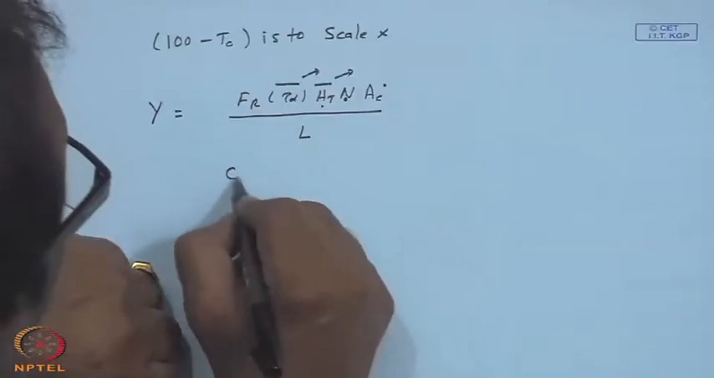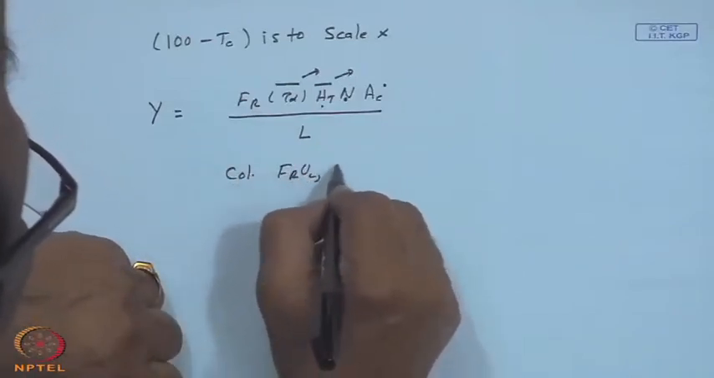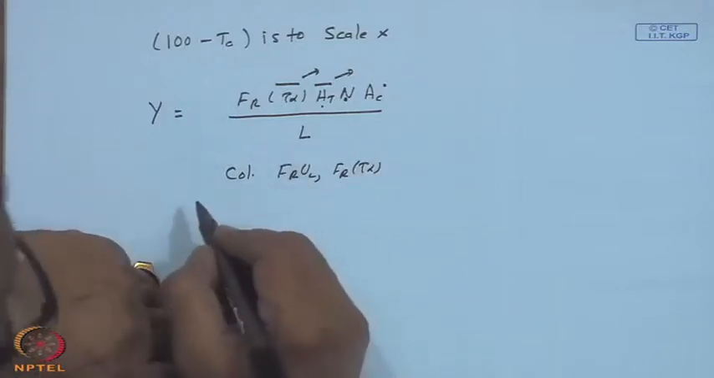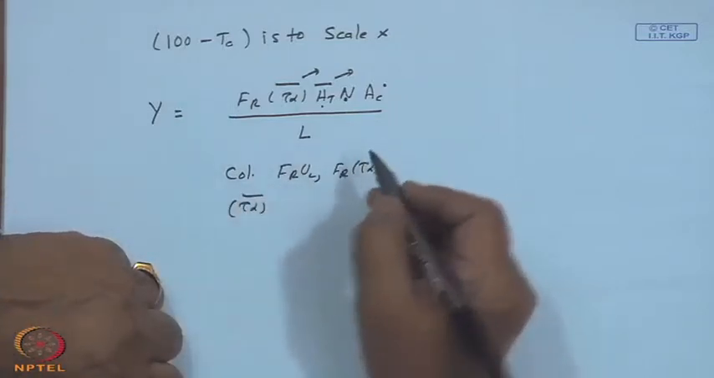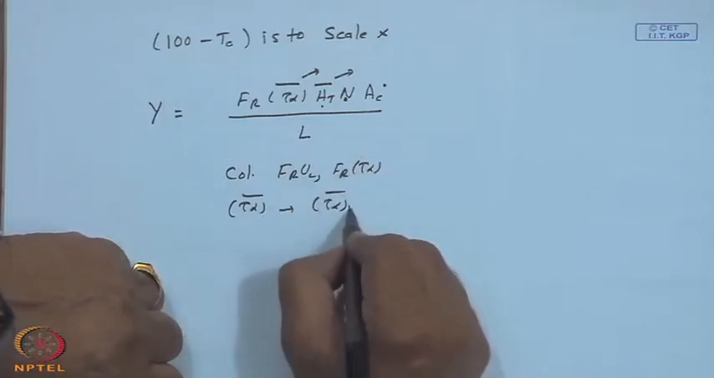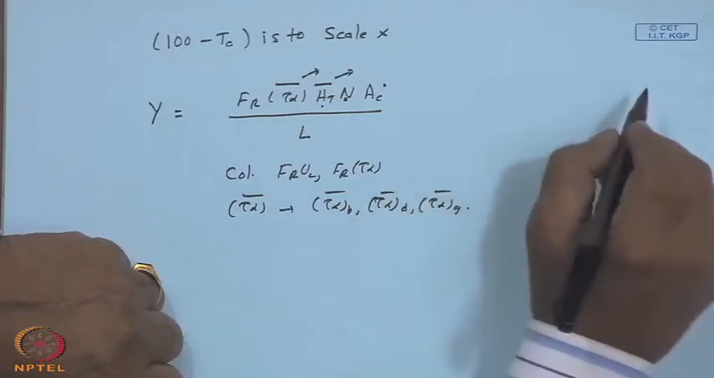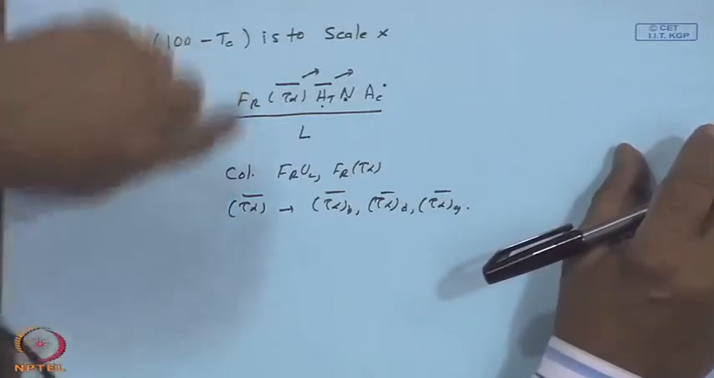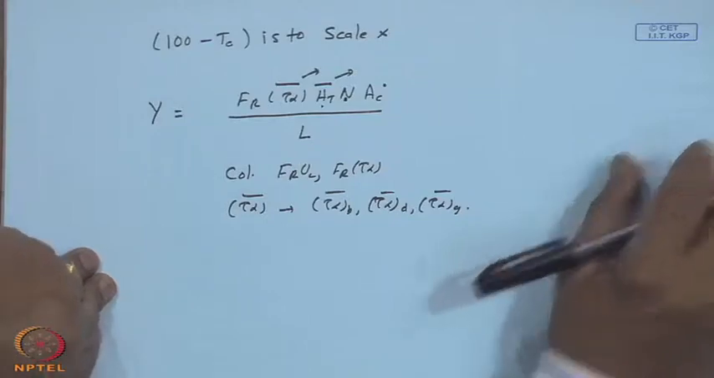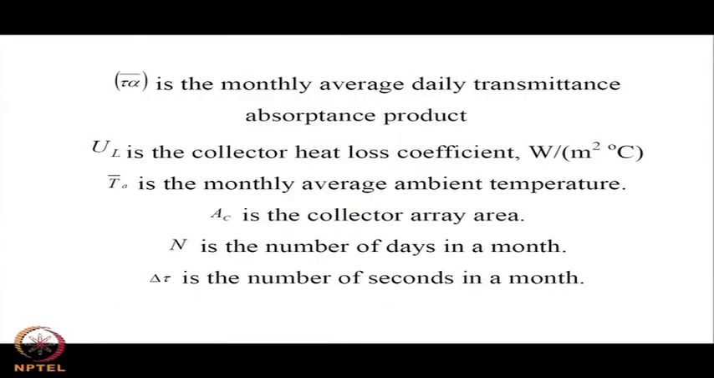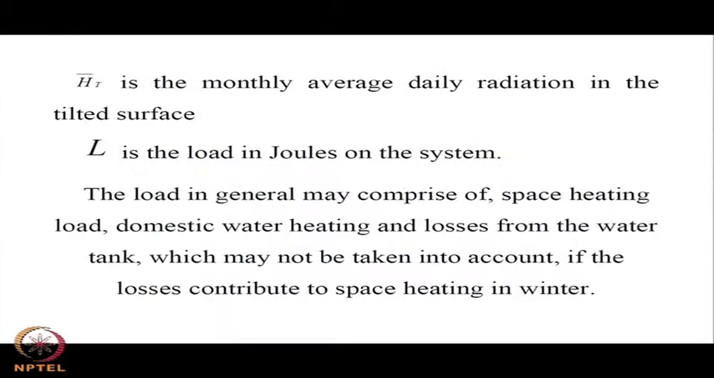That means my collector parameters, F R, U L and F R tau alpha, and then my tau alpha bar comprising of tau alpha bar beam, tau alpha bar diffuse, tau alpha bar ground. So, all the trouble we have gone through is worth it. It comes into the picture now in calculating my y. And the geometry is related ultimately through F R. So, these symbols are explained, and L is the load on the system. So, given the collector parameters, I can calculate.